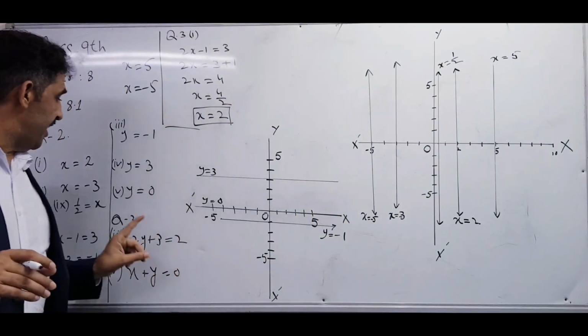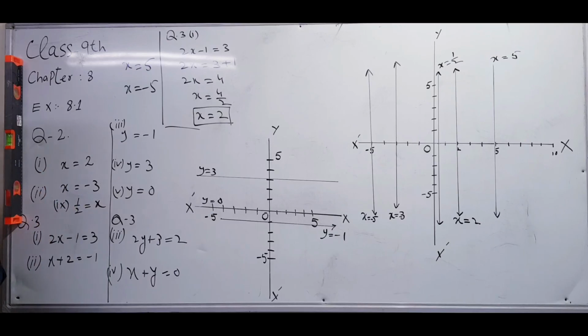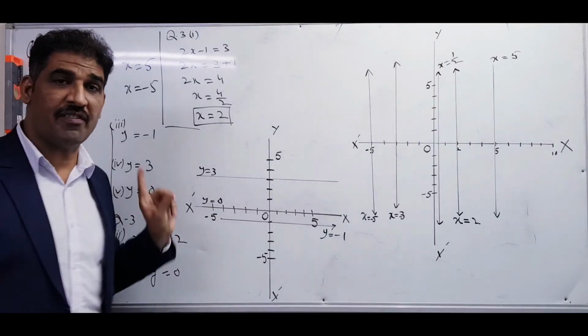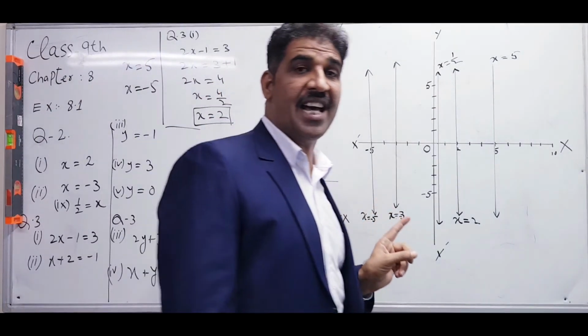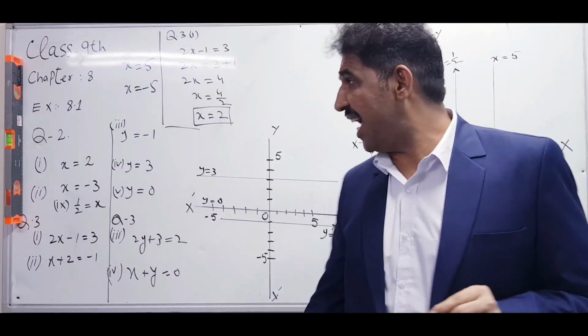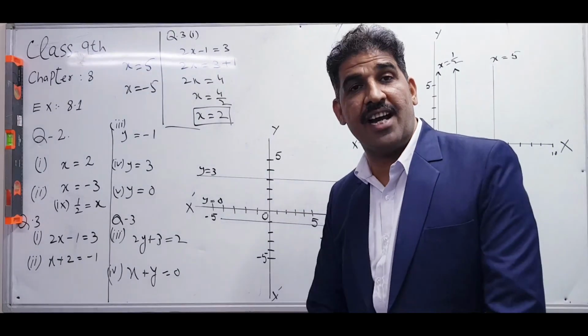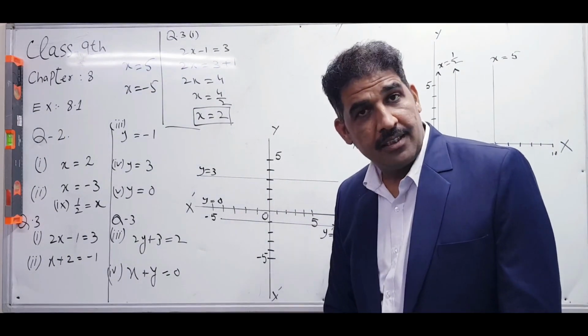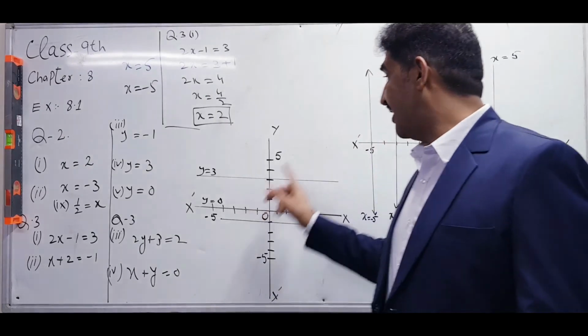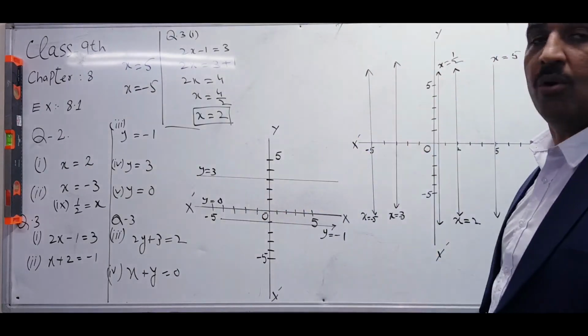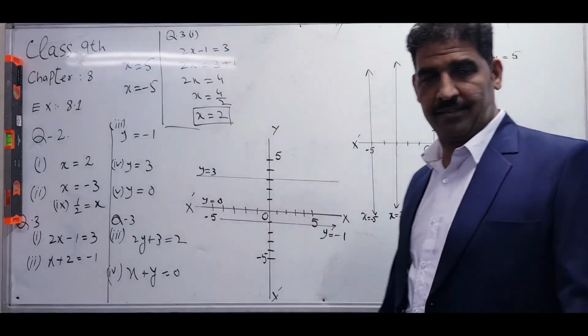So if the variable involved is only x, the line is parallel to the y-axis. Good. If the variable involved is only y, the line is parallel to the x-axis. Good. If both variables x and y are involved, the line is neither parallel to the x-axis nor parallel to the y-axis.